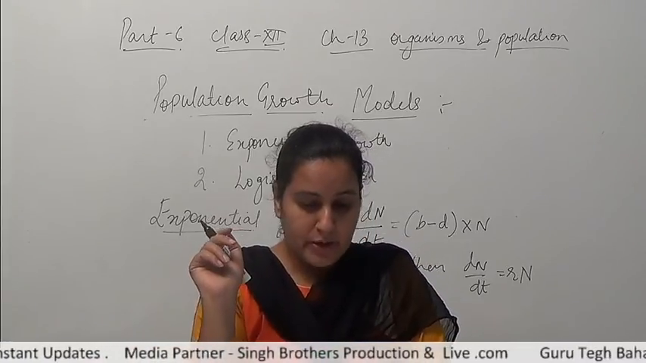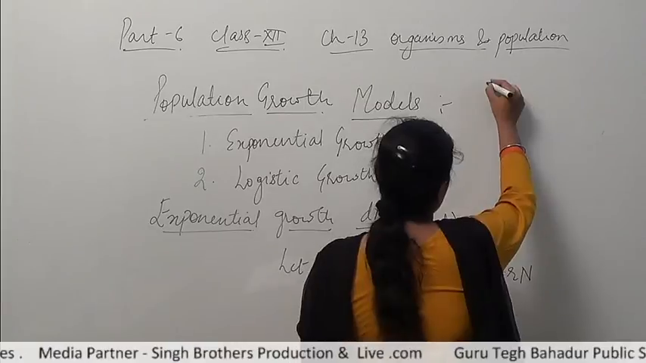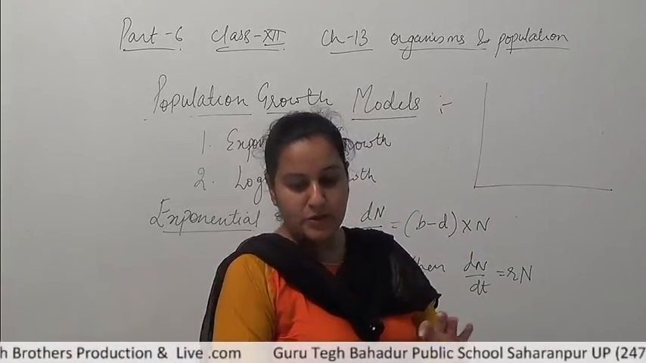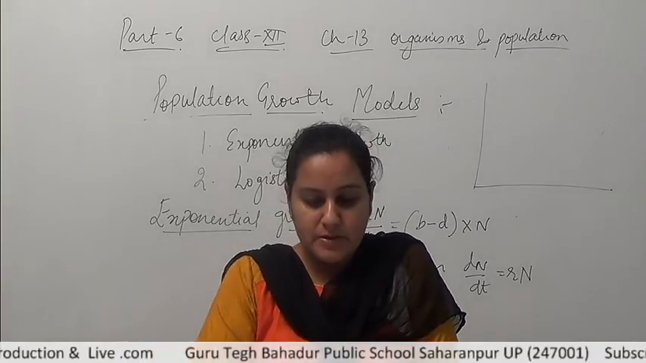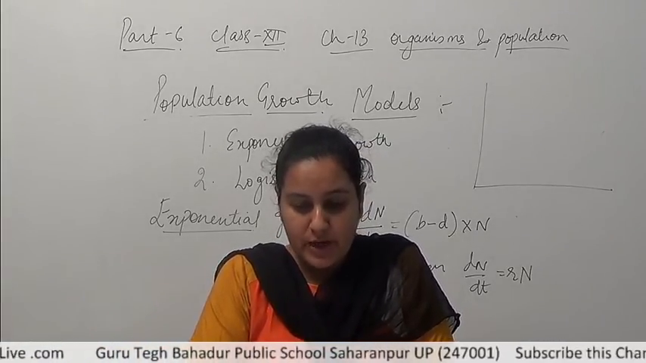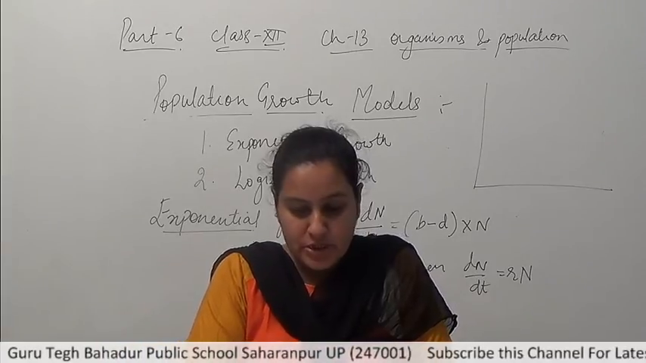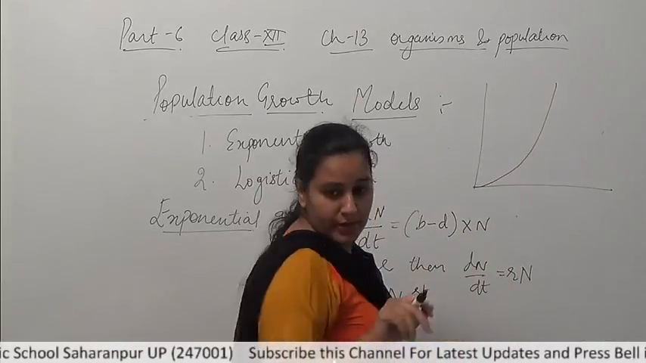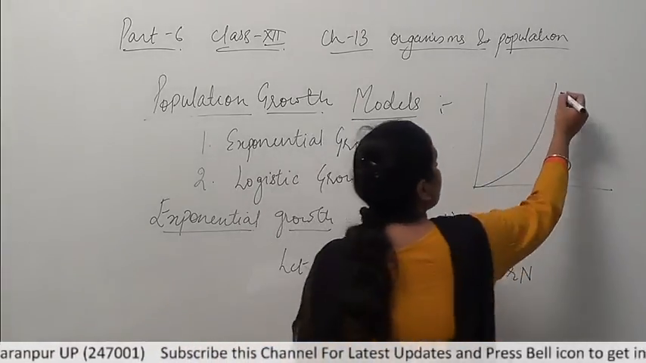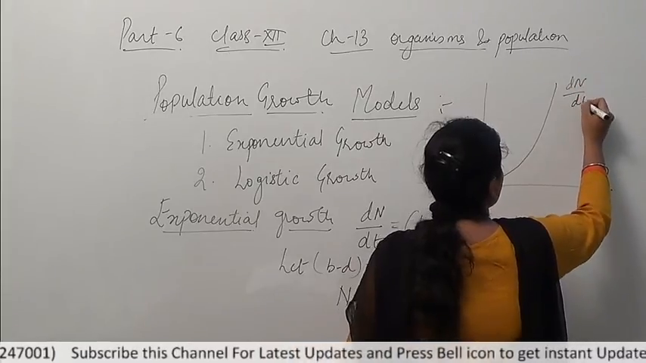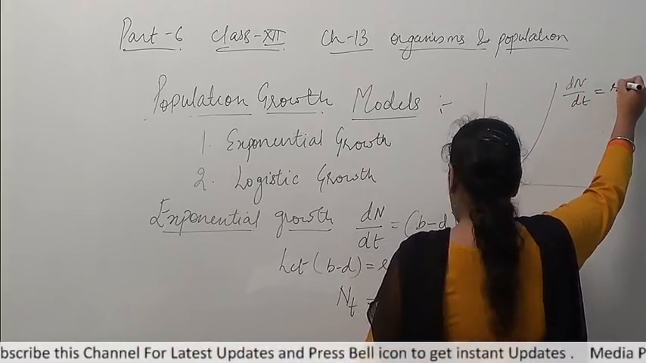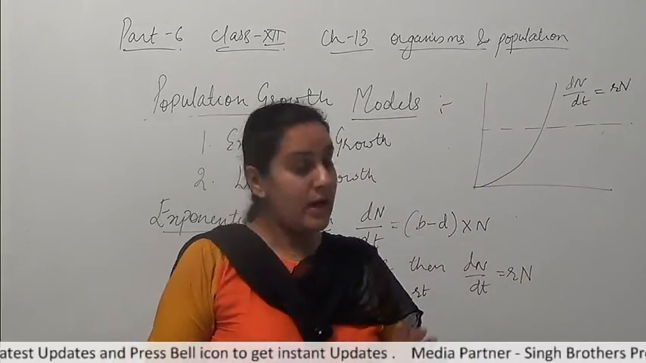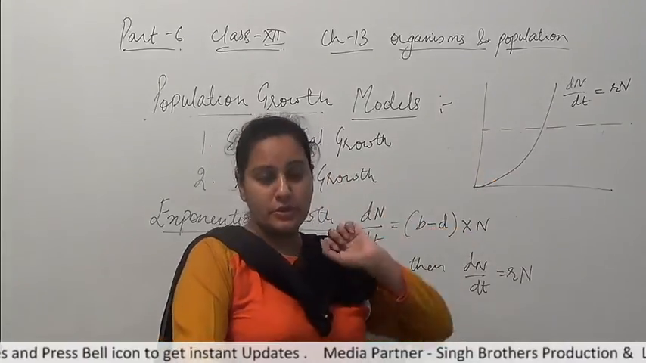So अगर हम graph plot करें exponential growth के लिए, then N in relation to time is plotted on the graph, और ये जो graph है usually it is a J shape. So इस तरह का J shape graph आएगा, where dN/dt = rN, right? So this is the exponential growth model.